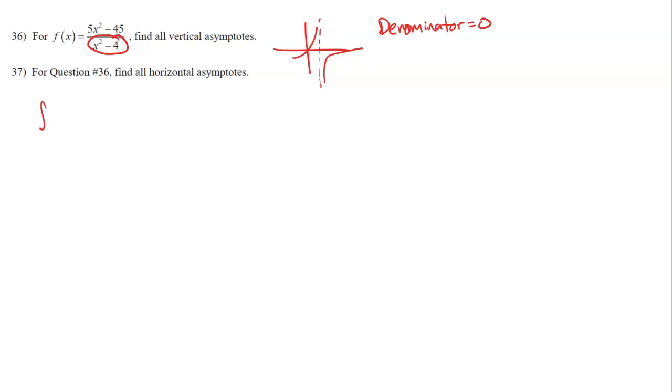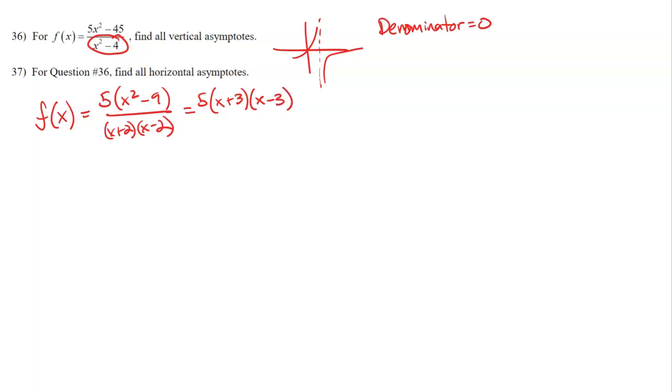So for this function, if I factor out a 5, this would be x squared minus 9. On the bottom, this factors as x plus 2 and x minus 2, because it's a difference of two squares. And then the numerator still factors more. So I have x plus 3 and x minus 3, because we again have a difference of two squares.